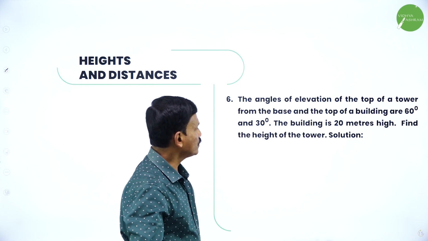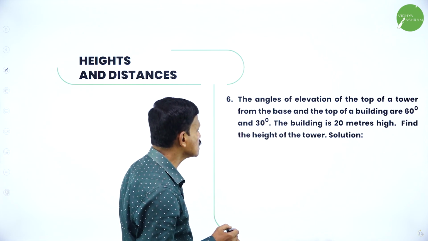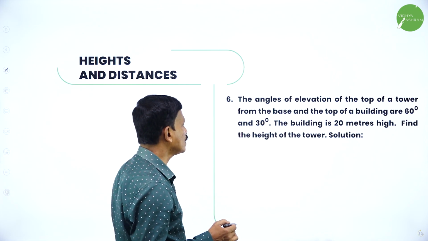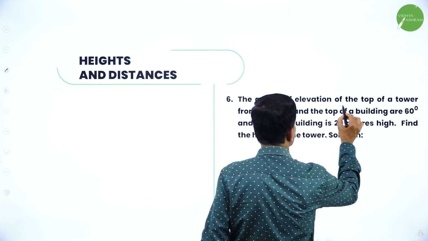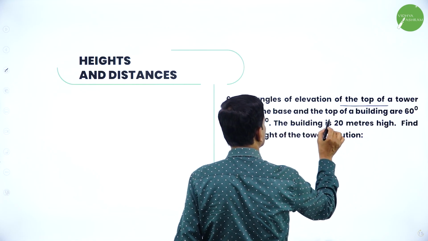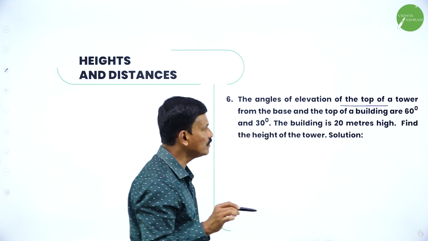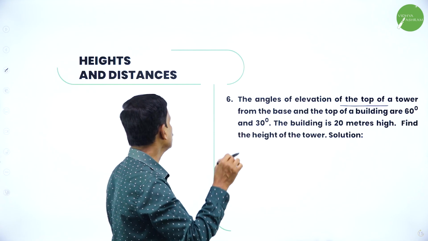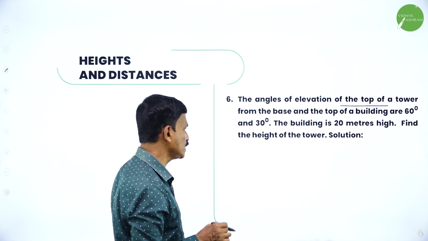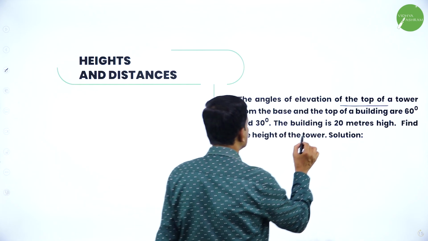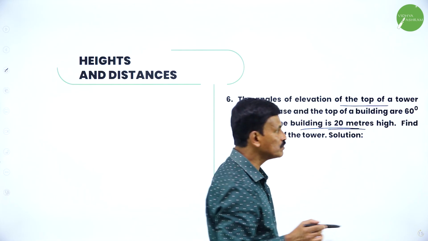The angle of elevation of the top of a tower from the base and the top of a building are 60 degrees and 30 degrees. The building is 20 meters high. Find the height of the tower. So, what is the problem given? The angle of elevation of the top of a tower from the base and the top of the building are 60 and 30 degrees. The building is 20 meters high. Then find the height of the tower. So, the height of the tower is to be determined here.